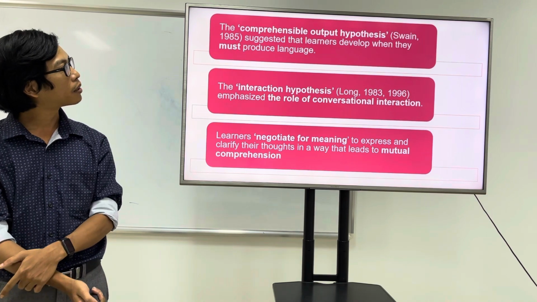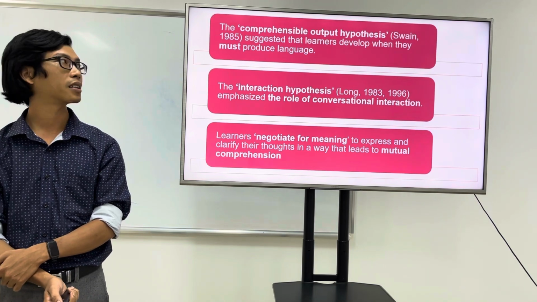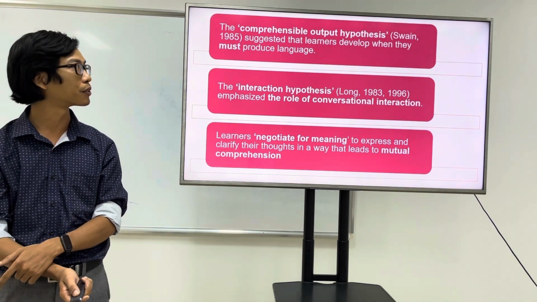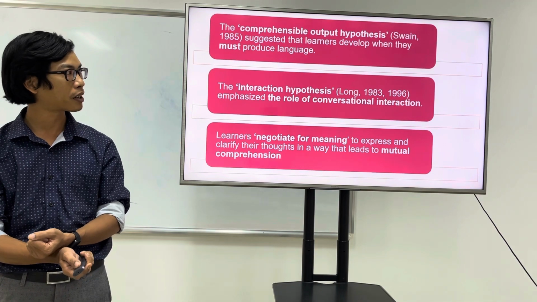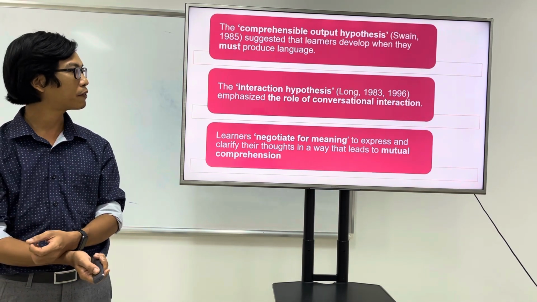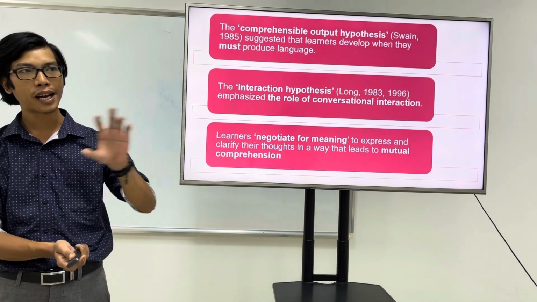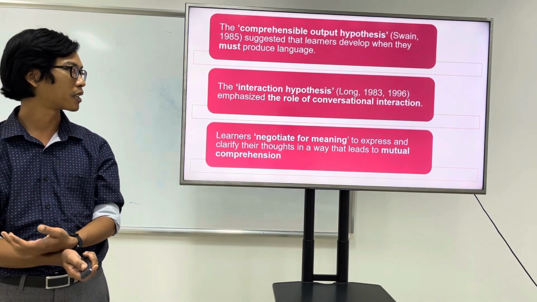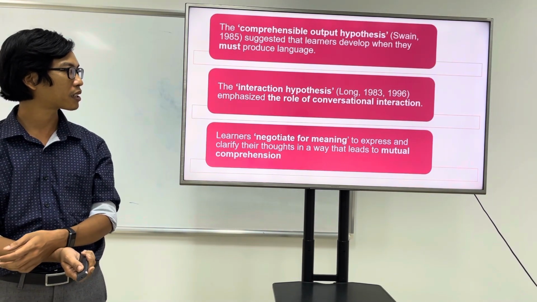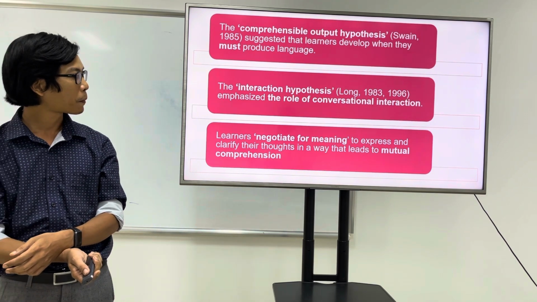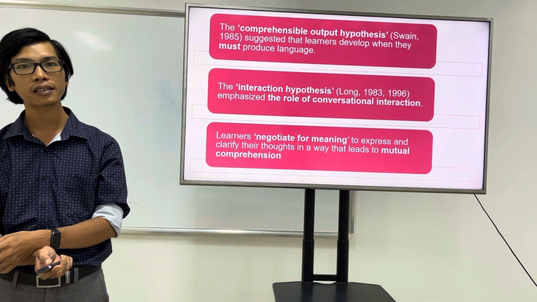The first is comprehensible output. It means that learners can only develop their capability when they actually produce the language. And the interaction hypothesis emphasizes the role of conversational interaction. This emphasizes the social nature of learning. I mean, the learners have to interact with each other and they can learn from each other and from the teacher too. Another term that we need to take into account is negotiation of meaning. It means they can express and clarify thoughts in a way that leads to mutual comprehension.